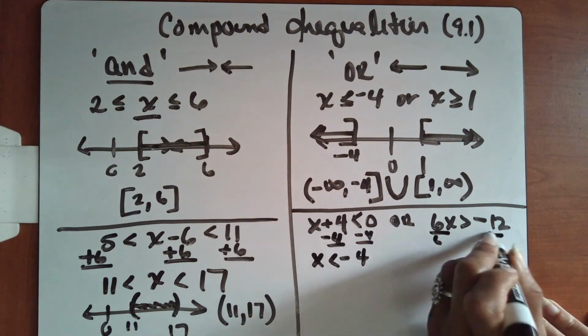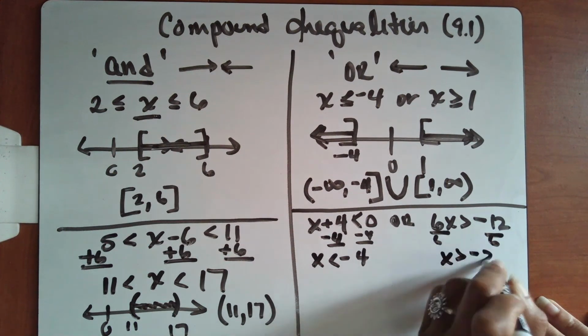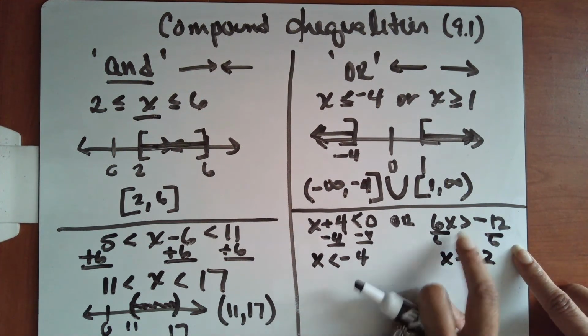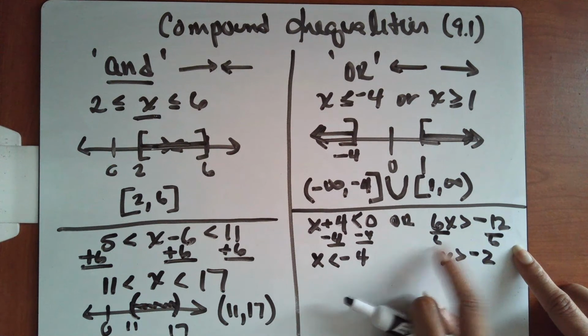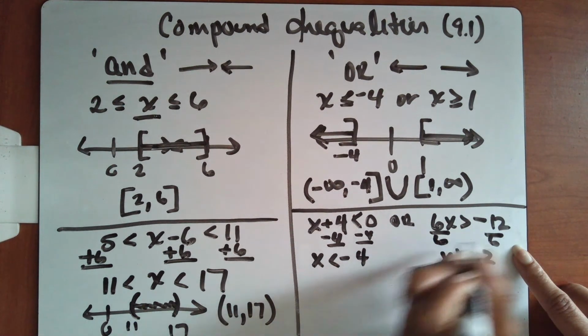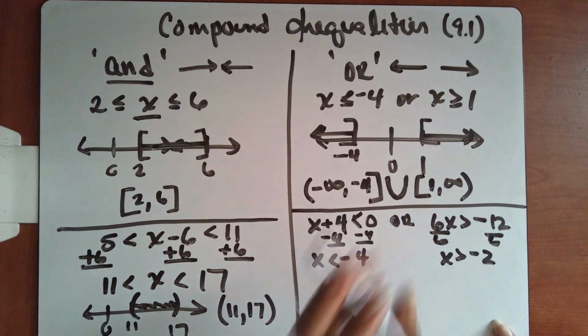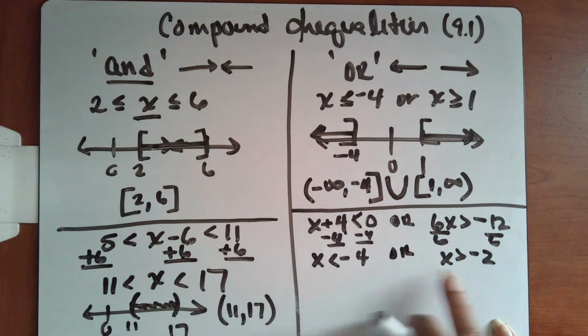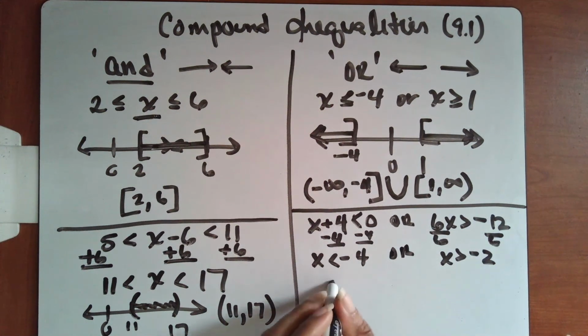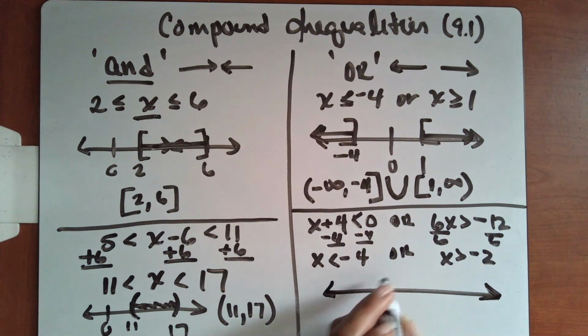Then here I'm going to divide both sides by 6. My inequality does not flip. Why not? Because I didn't divide by something negative. The 12 was negative, but I didn't do anything with the 12. I'm dividing by the 6. So we have x is less than negative 4 or x is greater than negative 2. So what does that look like on the number line?